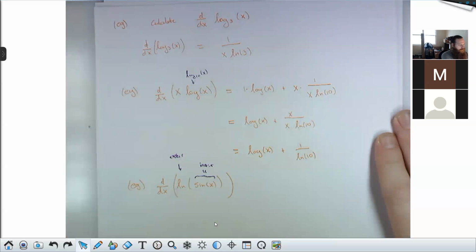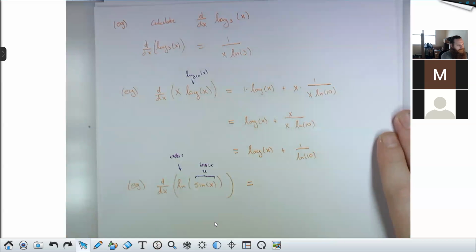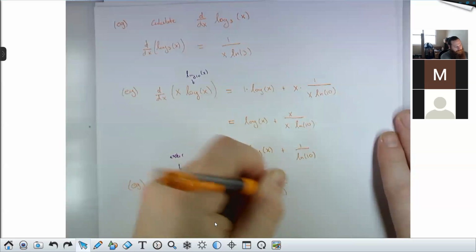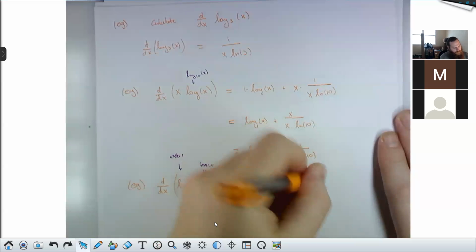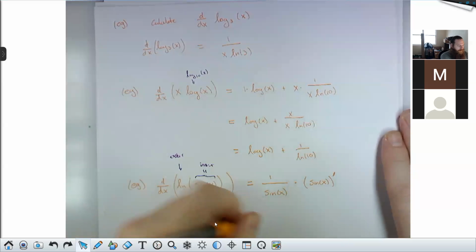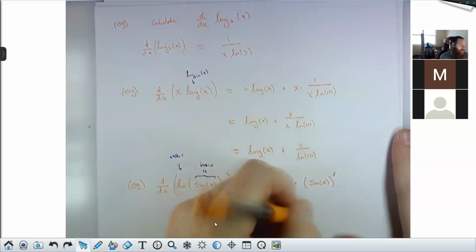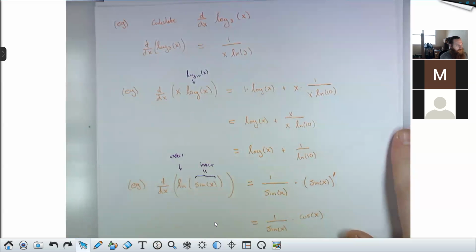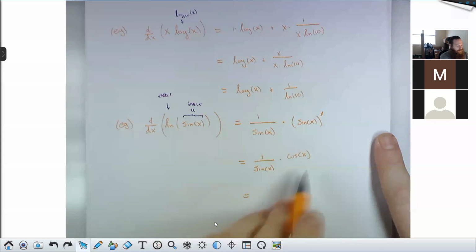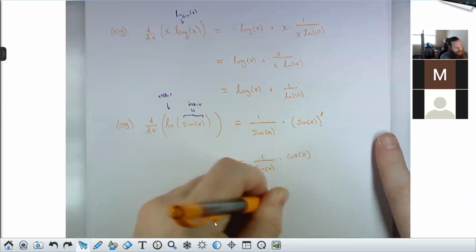So the derivative of ln of some stuff is going to be 1 over that stuff, right? Derivative of ln x is 1 over x. This is going to be 1 over the sine of x times the derivative of sine x. And the derivative of sine x is cos x. So this is 1 over sine x times cos x, which, I can multiply these, is cos x over sine x.